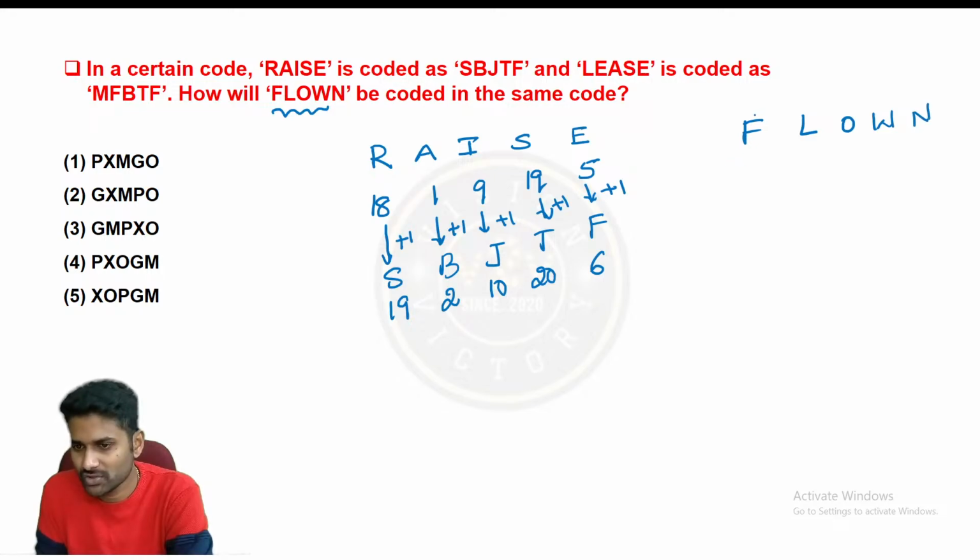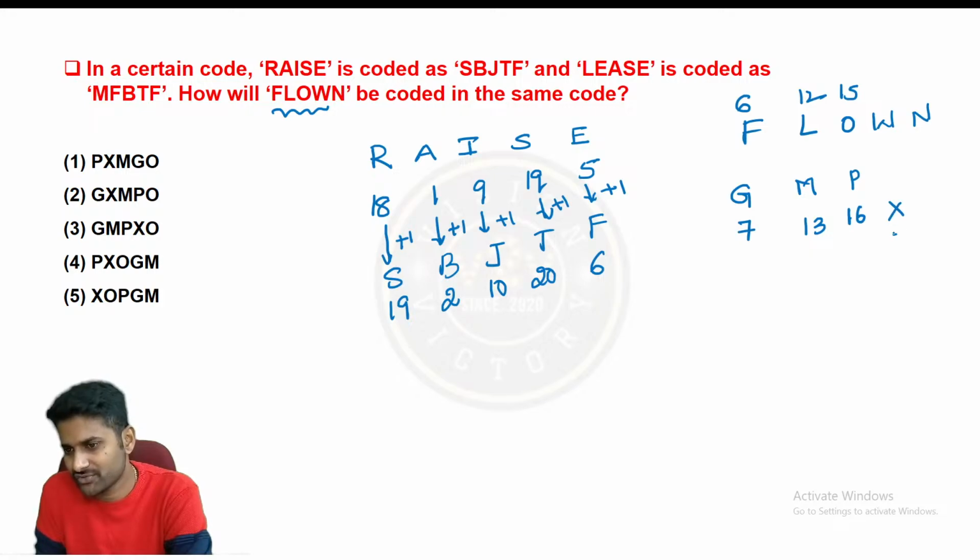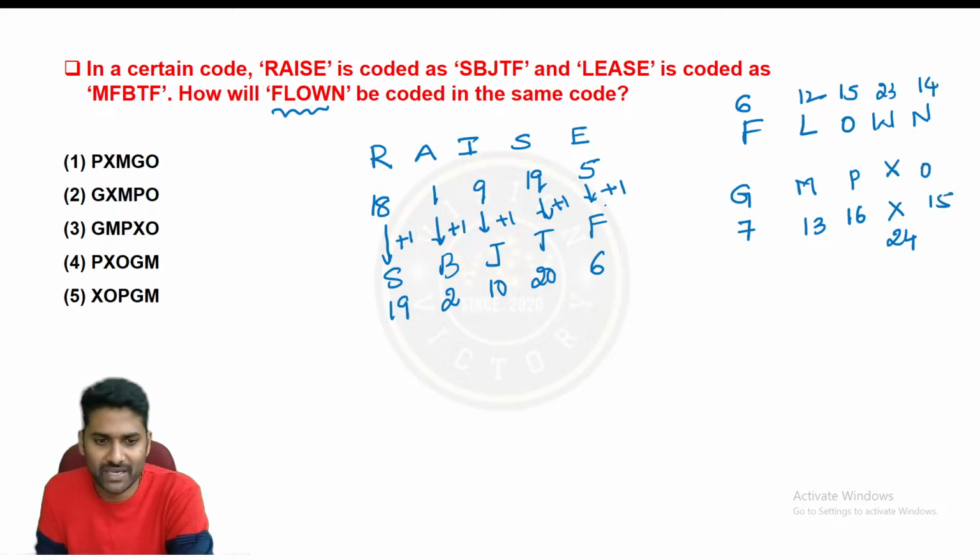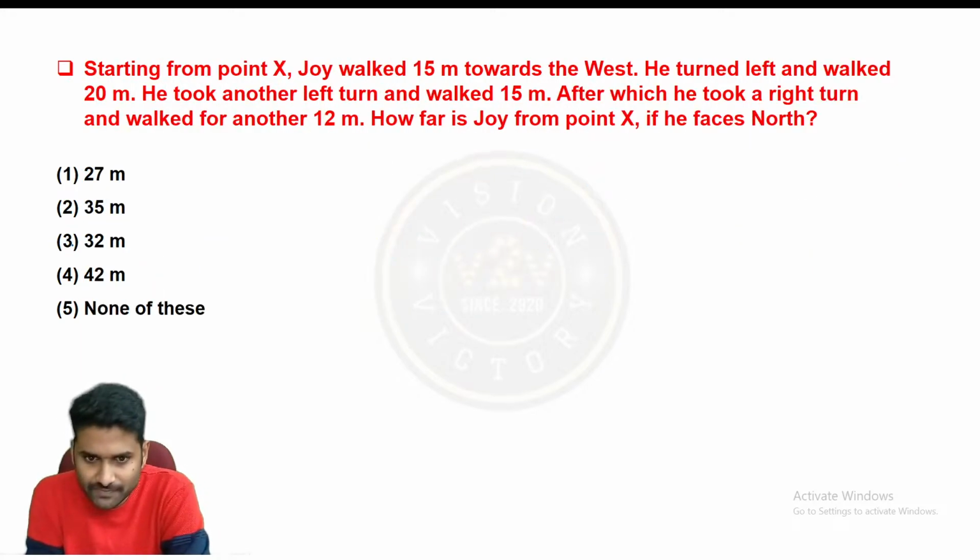F-L-O-W-N. You already know that F is the sixth letter, so now we need the seventh letter, which is G. L is 12, so we need M, the 13th letter. O is 15, so the 16th letter is P. W is 23, so after W comes X, the 24th letter. N is 14, so we need O, the 15th letter. Now you are going to choose your option, GMPXO. That's the suitable answer. Next, let's move to the next question.